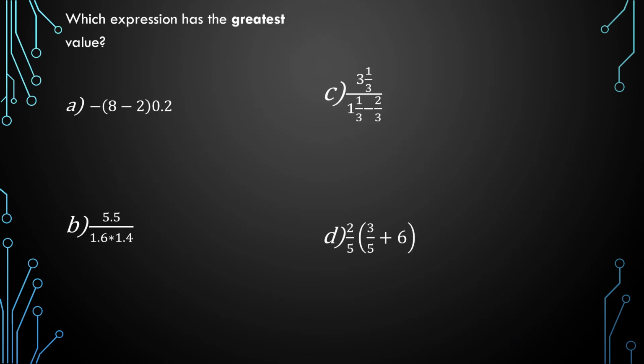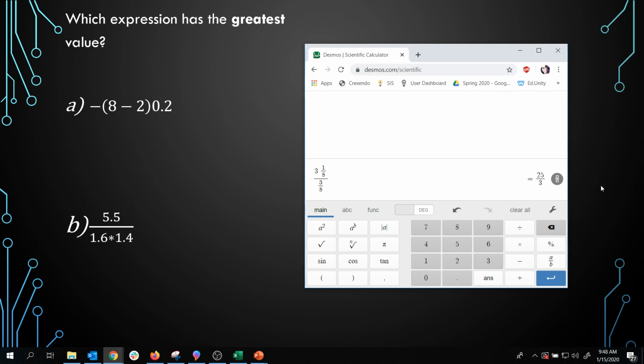The next problem is asking us which one of these expressions has the greatest value. Well, the easiest way to do this is to just plug all of these into a calculator and see which one really does give you the greatest value. So I'm going to bring over my calculator and let's do all these. I'm going to start with A.